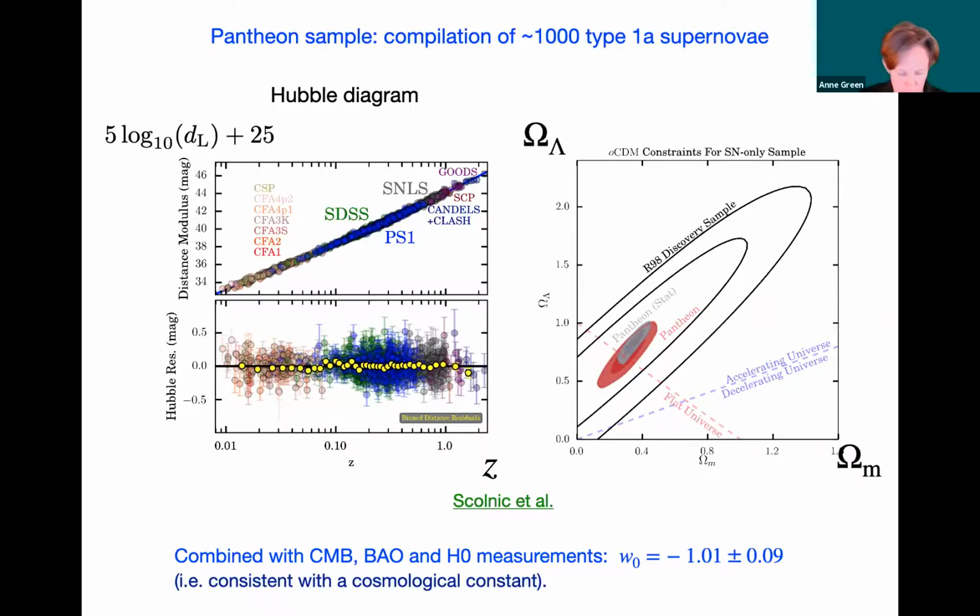I've got a couple more things to wrap up the introduction to cosmology, but let's pause here in case there are any questions specifically about type 1a supernovae and the acceleration of the universe.